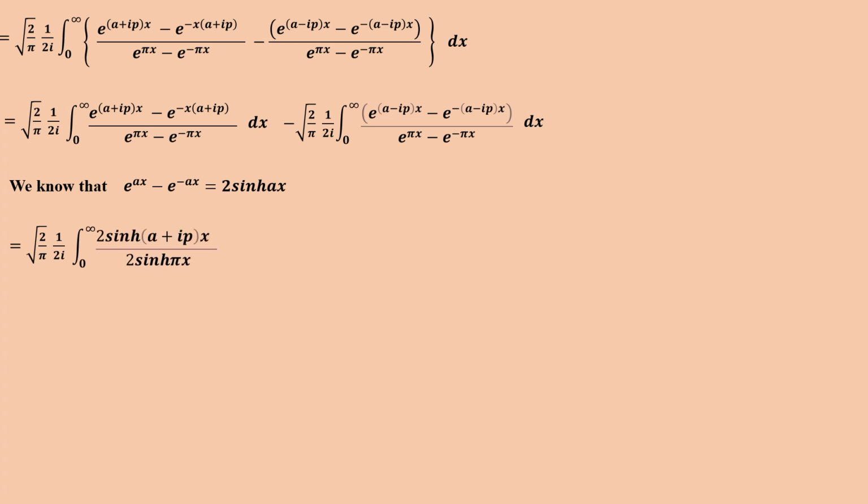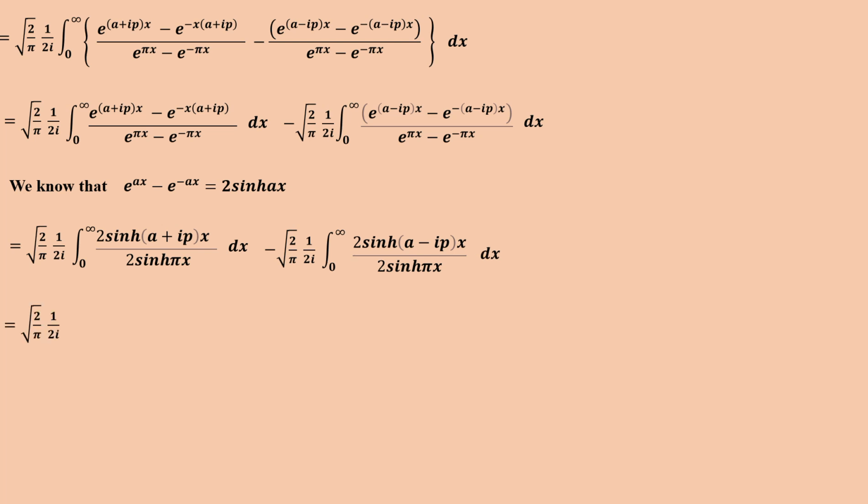So this is equal to 2 sinh. If in the formula, instead of a you are having a plus ip, this is 2 sinh a plus ipx. In the denominator, instead of a you are having pi, so using that formula, 2 sinh pi x. Next, the second term into dx, minus root 2 divided by pi, 1 by 2i, integral 0 to infinity. So 2 sinh, instead of a you are having a minus ip in the numerator, so 2 sinh a minus ipx. In the denominator you are having pi, so 2 sinh pi x dx.